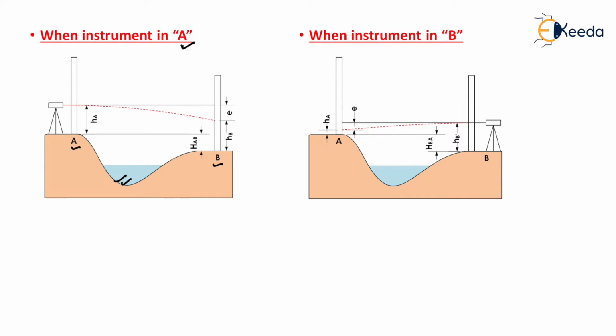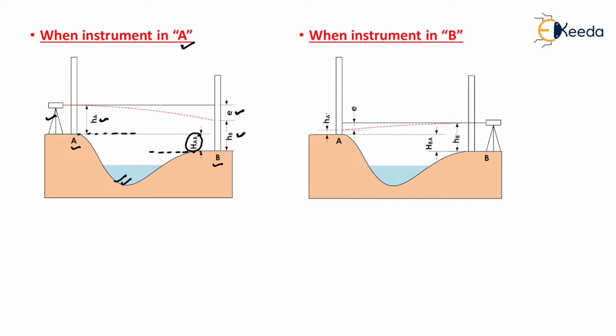We keep the instrument near A, that is station A. Now we place the staff at A and at B and determine the values of HA and HB. Suppose there is an error of amount E. The differential level between A and B is denoted by HAB, which is shown here.